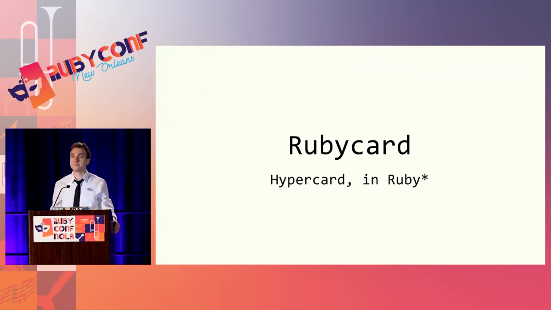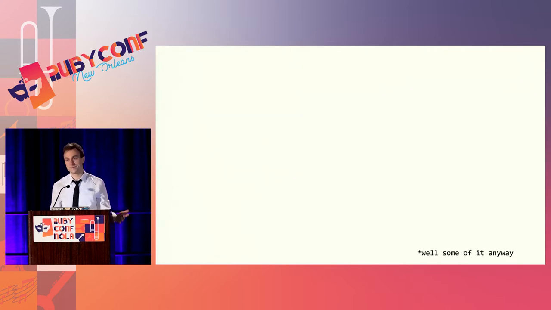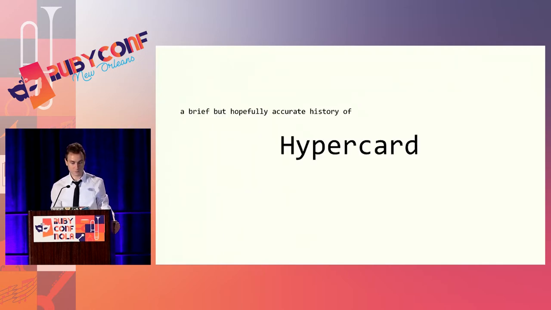So, RubyCard, HyperCard in Ruby, with an asterisk. Some of HyperCard. As it turns out, HyperCard was a very fast and really cool program. We'll talk about it a lot here shortly. And I really wanted to use it as a way to do a different kind of Ruby project. I'm happy with the progress I made, but we're not selling any copies of RubyCard anytime soon.